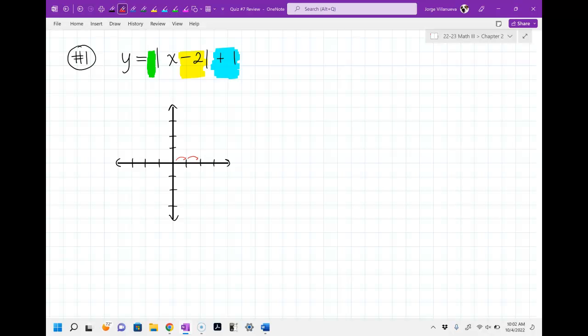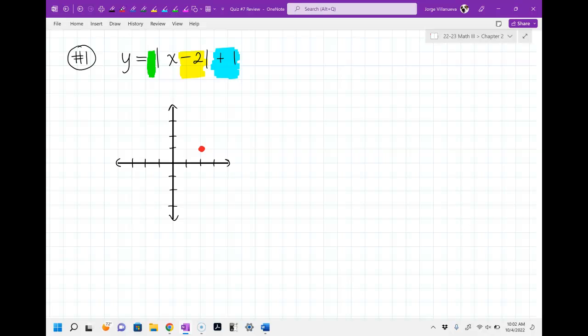And then the plus 1, that tells me to go up or down? Up 1 time, right? So I'm going to go up once. So here's my point. Okay, that's my point right there. So I'm going to get rid of the little arrows that I drew. Okay, now, since this is an absolute value, what does my graph look like? What's the shape of it? I see right there. So it looks like a V, right? It looks like a V.